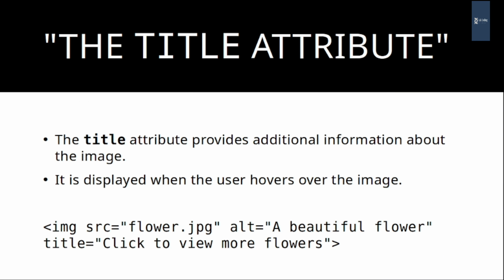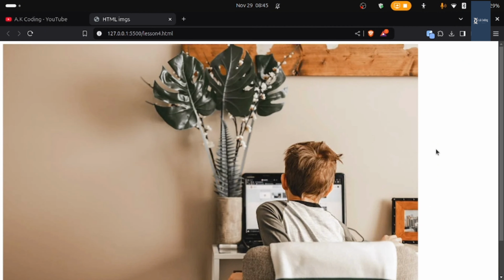So with the title attribute, we have another attribute which is called title. The title attribute provides additional information about the image. It means it's displayed when the user hovers over the image. For example, when I come back with my cursor and do not move it, it's not showing anything, right?